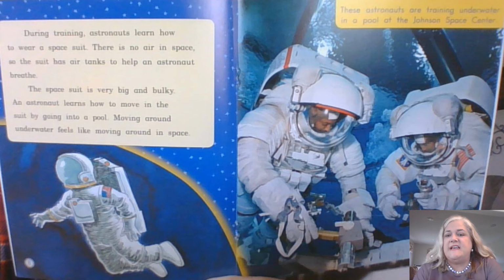Oh, I see some text over here too. I always need to look at all the text on the page and read it, because those pieces are there for a purpose. So this text says, these astronauts are training underwater in a pool at the Johnson Space Center. What do we call that nonfiction element? That's right, it's a caption. It's telling you about the photograph there. I may not have known that they were in a pool, but the caption told me.